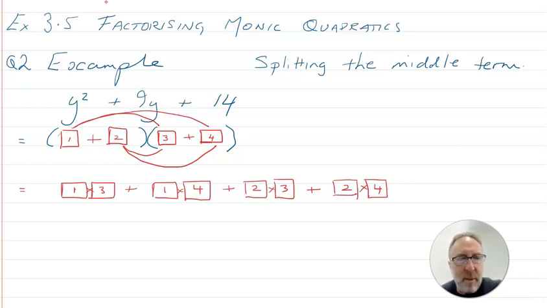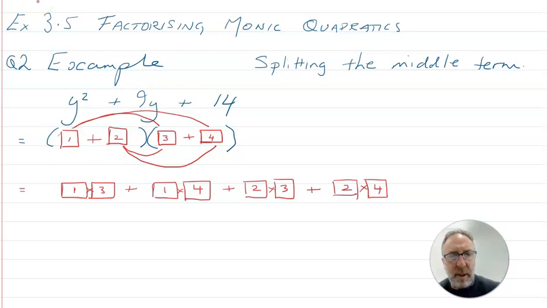And using the rules that we have, you can see that if I have a bracket with box 1 and box 2, and another bracket with box 3 and box 4, and I times those two brackets together, I'm going to get the product of box 1 and box 3, the product of box 1 and box 4, the product of box 2 and box 3, and the product of box 2 and box 4. So clearly there are 4 terms.